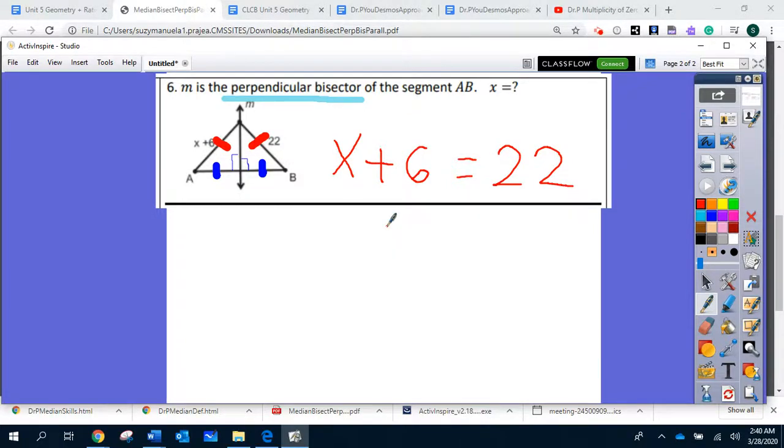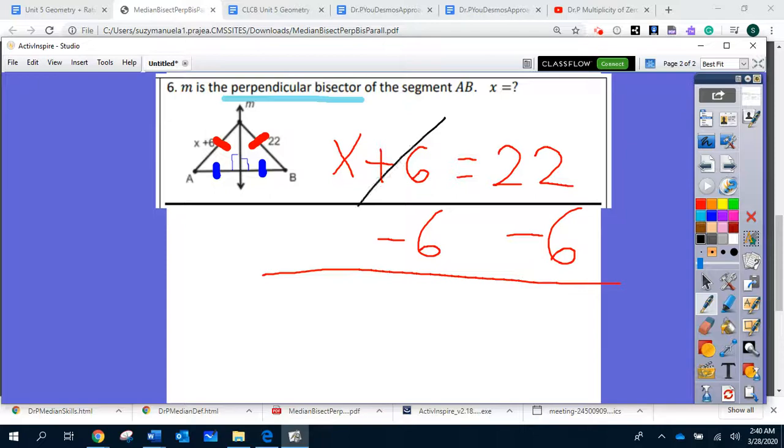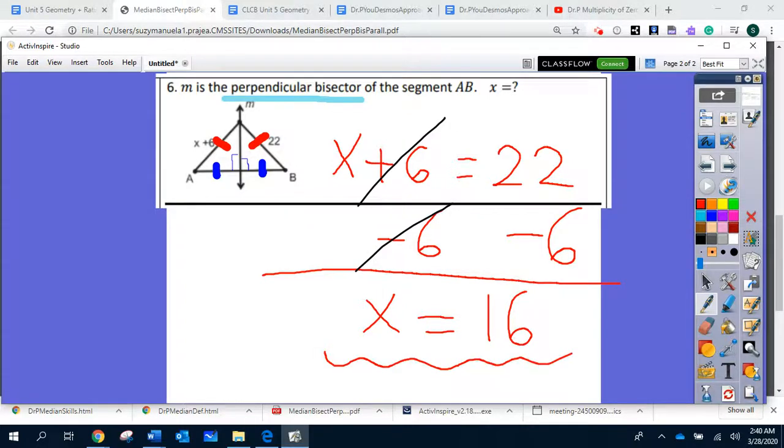So for this reason we will subtract 6 on both sides of the equation. What do we get? Of course, 6 and negative 6 cancel out. If you want, I can cut them like that. And what remains? On the left, x equals 22 minus 6, which is 16. So this is our answer.